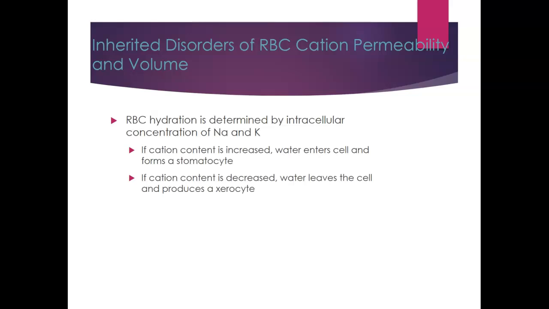Another one is going to be stomatocytosis, but what that refers to, and we'll get to that in the next slide, is having an RBC hydration issue. So RBC hydration is determined by the intracellular concentration of sodium and potassium. We have sodium and potassium pumps in the surface of the membrane to make sure that everything is osmotically sound, right? You don't want too much water rushing in, too much water rushing out, etc. If the cation content is increased, water will enter the cell and form a stomatocyte. If the cation content is decreased, water will leave the cell and produce a xerocyte. Okay?